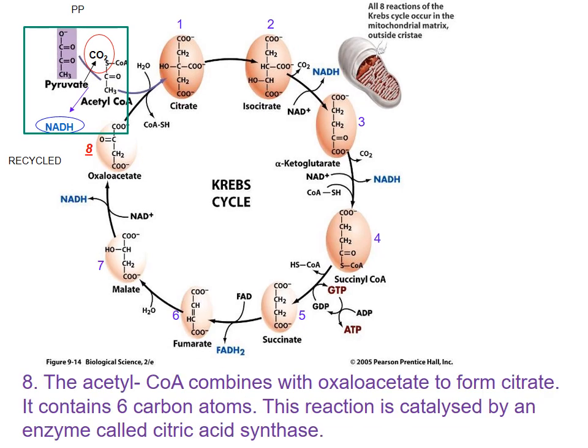And then step 8 of the Krebs cycle sees the acetyl coenzyme A combining with oxaloacetate to form citrate. Does that sound familiar? I hope it does, because that's right at the beginning, the end stages of pyruvate processing. Citrate is a 6 carbon atom molecule, and the reaction is catalyzed by citrate synthase, and the process occurs again.